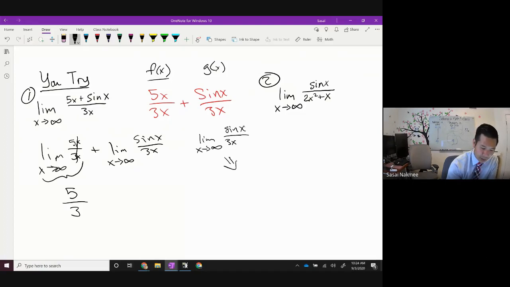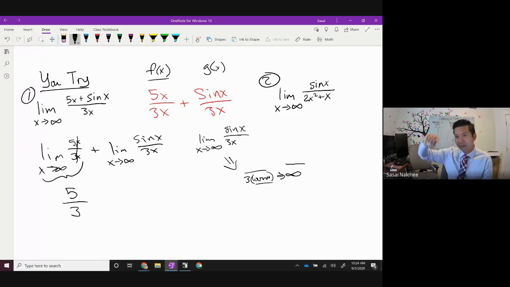So I could say, in the bottom, I'm going to end up with 3 times a fairly large number, let's say a million or a billion or whatever, right? This is just going to go towards infinity. But in the top, I have sine, right? And if you know what sine looks like, just the basic function of sine, it goes up and down. And it goes up and down forever, right?